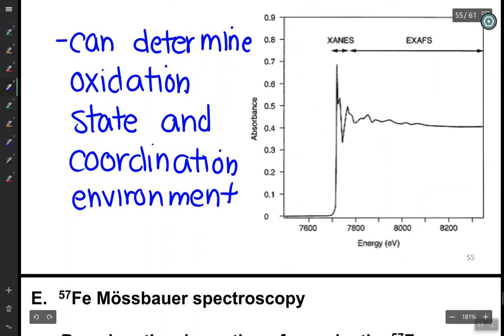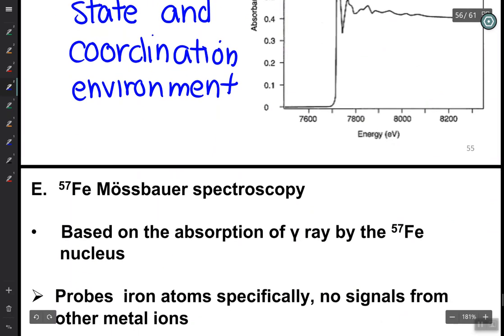But these types of experiments are not easy to do because you have to go to a synchrotron, and you have to have a lot of expertise in both measuring the samples and interpreting the data. This is why XAS is not done on a routine basis, but it is a very, very powerful tool.